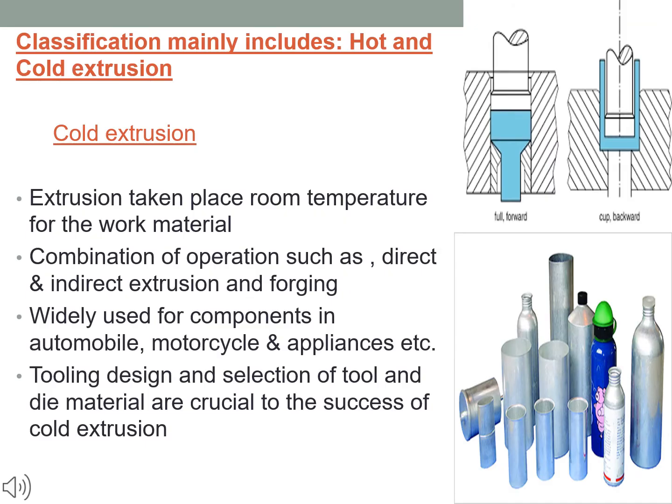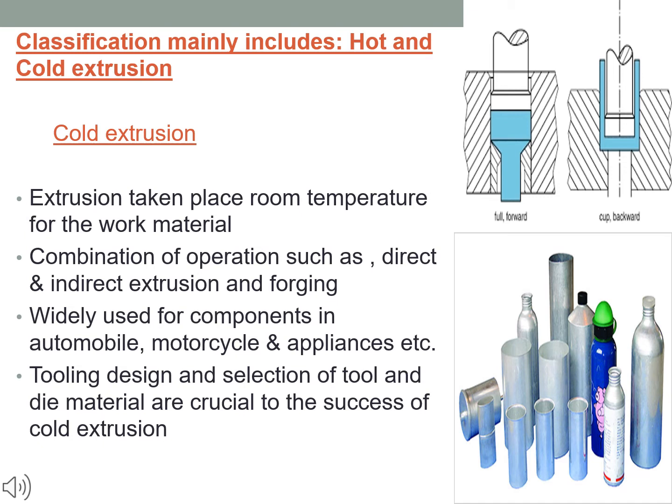Extrusion at room temperature or at a temperature lower than the recrystallization temperature of the work material is known as cold extrusion. It was developed in the 1940s. Cold extrusion is a general term that denotes a combination of operations such as direct and indirect extrusion and forging. Cold extrusion is widely used for components in automobiles, motorcycles, bicycles, and appliances, and in transportation and farm equipment.